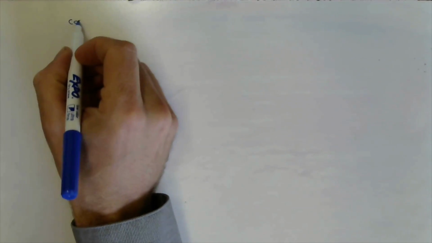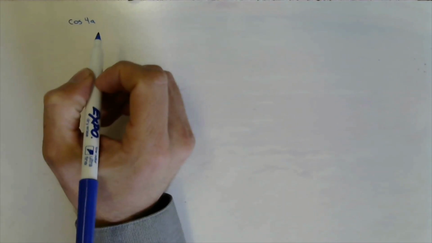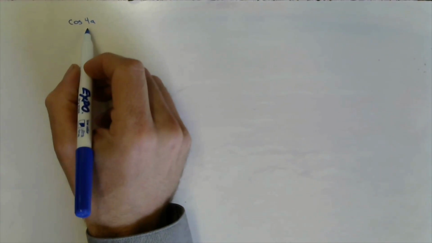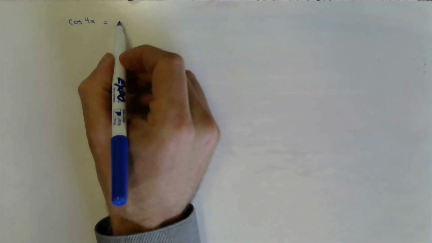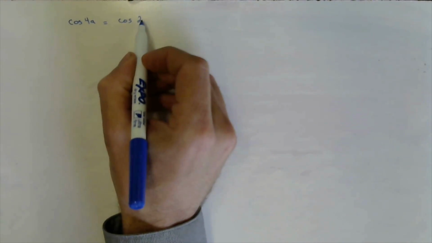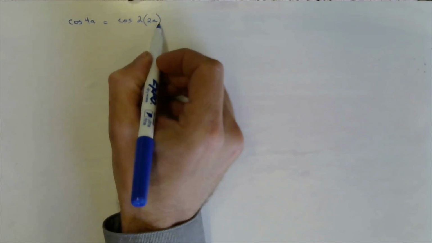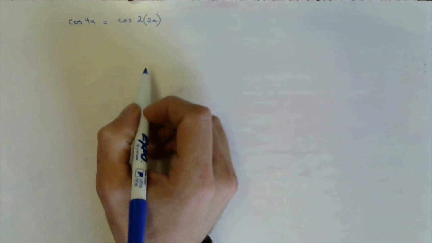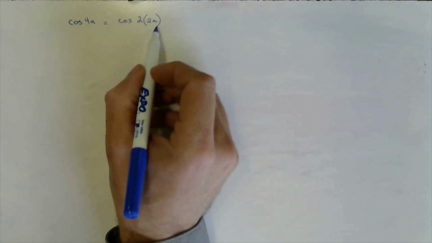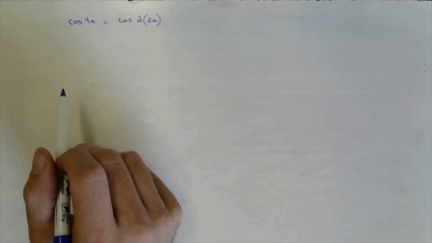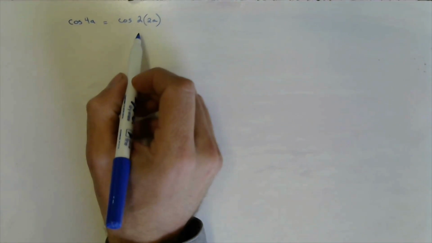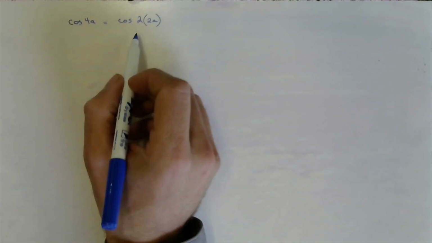So we're looking at this cosine of 4a. This is a double angle. Okay, which angle needed to get multiplied by 2 to get 4a? Well, that's 2 times 2a. So our first step here is to break this into a double angle. And there's a handful of different ways to do this. Okay, we're just going to do it one way.